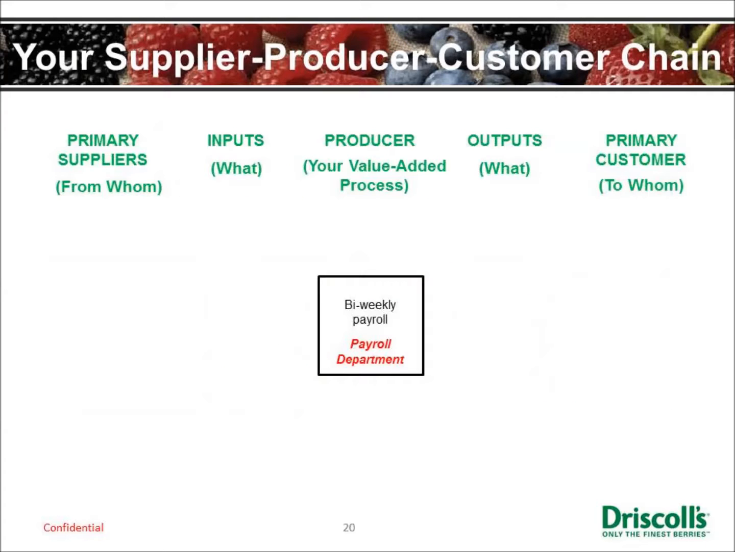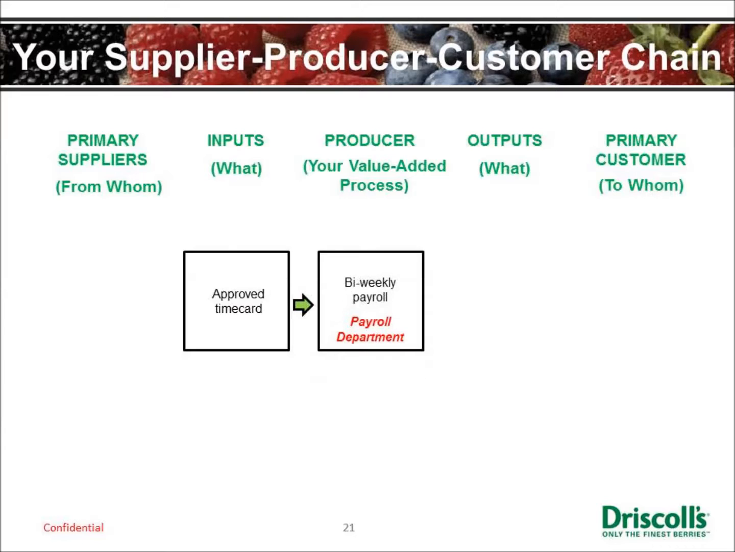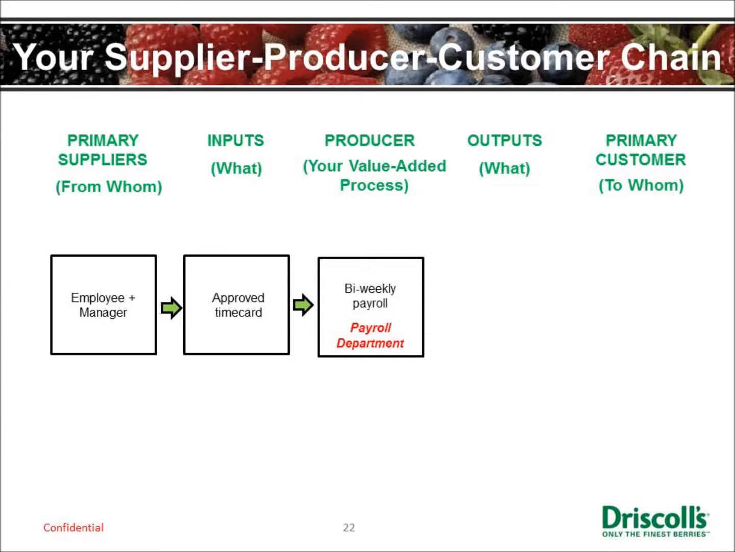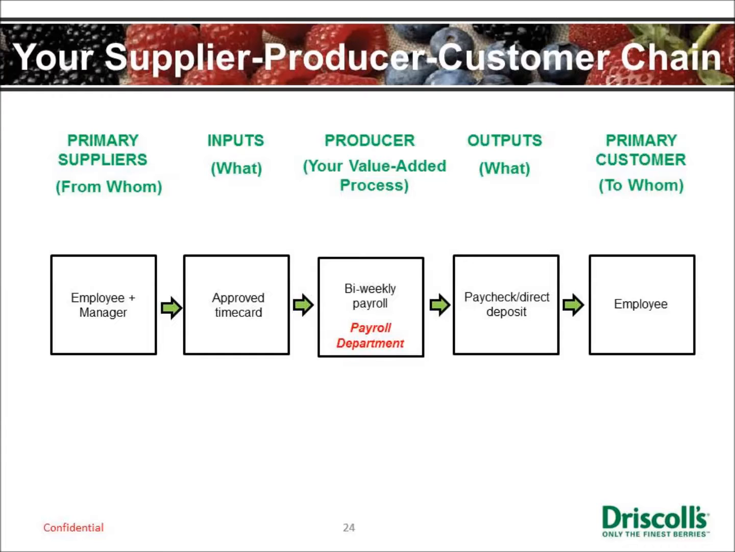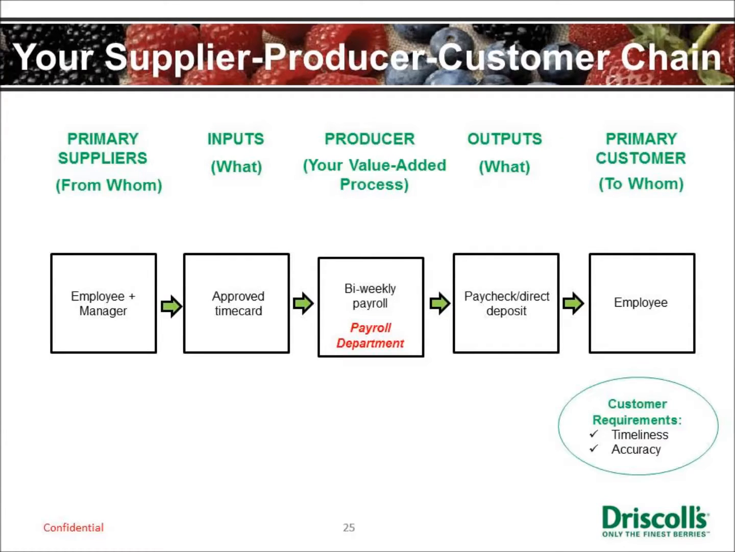An example of a core process is biweekly payroll completed by the payroll department. An input to this process is the approved time card, which is supplied by the employee or their manager. The output is a paycheck delivered to the employee. Some customer requirements for the biweekly payroll process center around timeliness and accuracy.